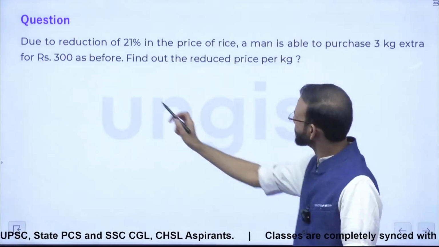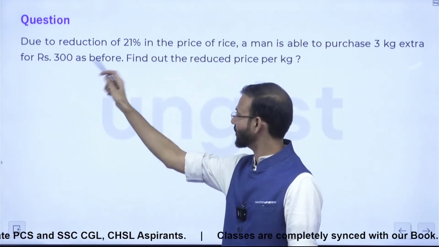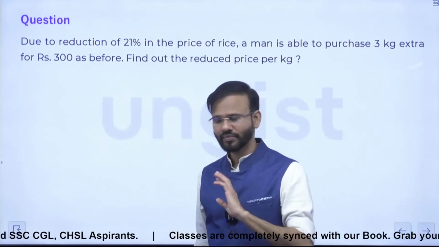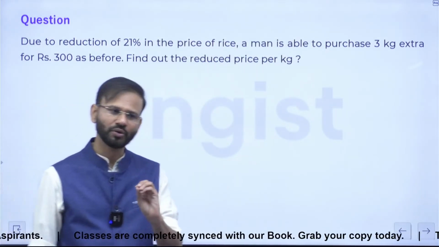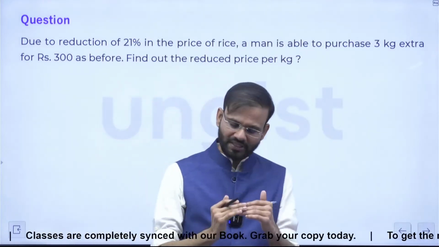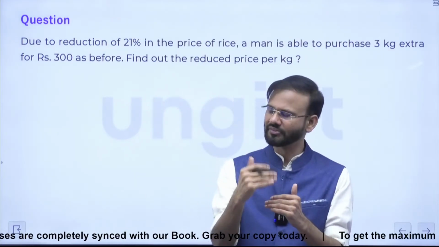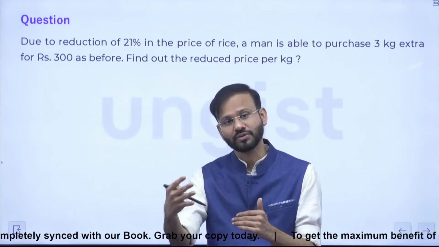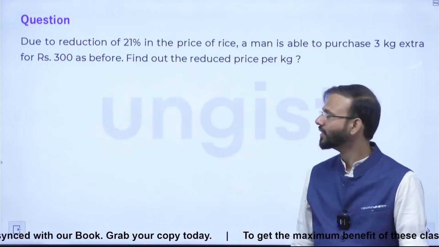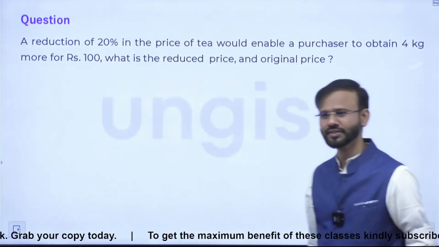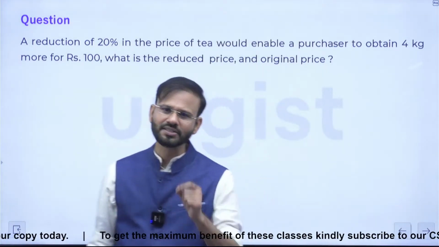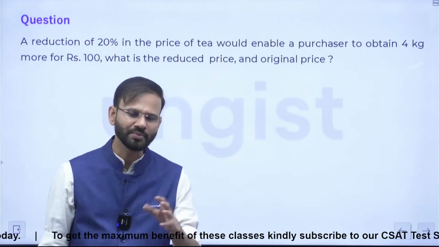Now just look at this. There is a 21% reduction. So 21% of 300 would be 63 rupees. If he is still paying 300 rupees today, he is paying 63 rupees more. And for that 63 rupees more, he is getting 3 kg. So today's price is 63 divided by 3, that is 21 rupees per kg. That's it.